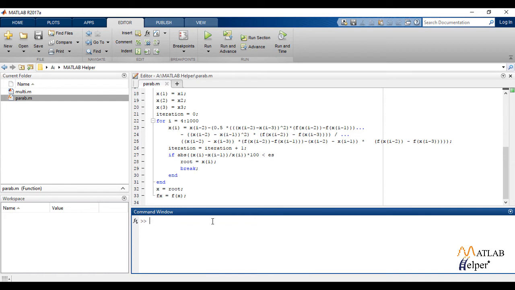To run the code, we type in the command prompt y equals @(x) x square by 10 minus 2 into sine of x, which was the given equation in the problem. Next, we call the function [xmin, fmin] = parab(y, 0, 1, 4). Now here we have defined only 4 input arguments, and hence the default es will be 0.001%. Here is the output, which gives xmin as 1.4276 and fmin as minus 1.7754.